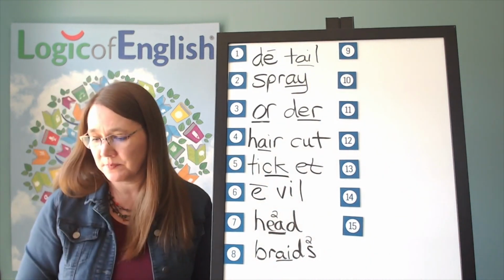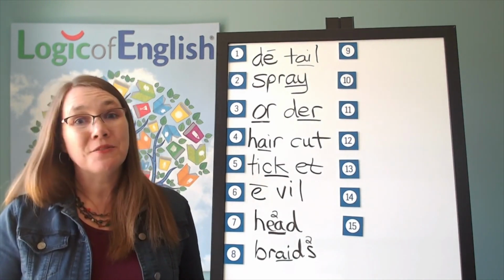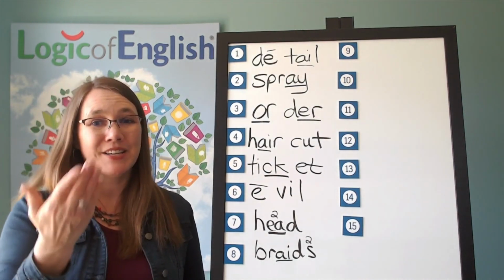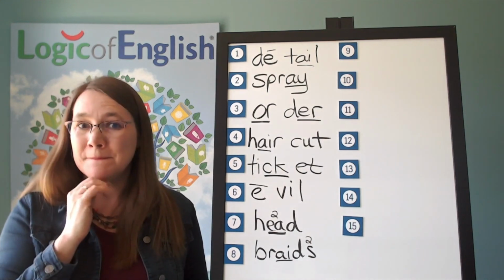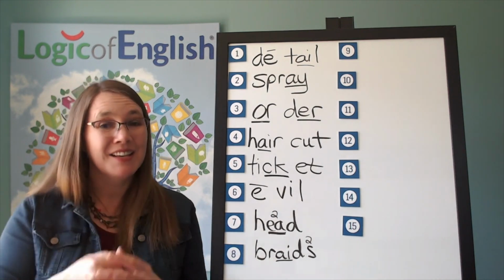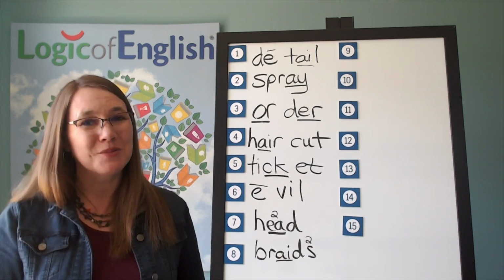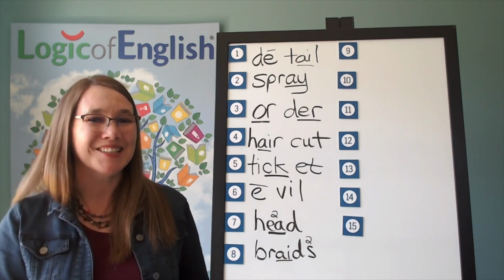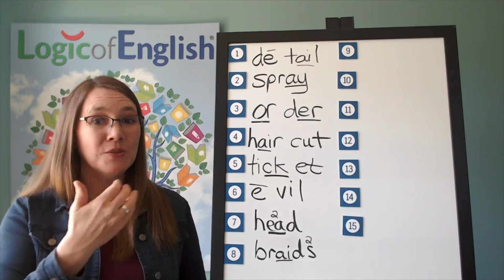B-R-A-I-D-Z. Braids. The next word is unit. We are on unit 5. Unit. Go ahead and say unit. How many syllables in unit? 2. We will say to spell unit. What will we say to spell? Unit. All right, the first syllable is U. U. The second syllable is knit. N-I-T. Go ahead and write unit.